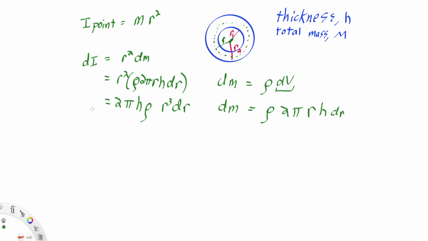All right, we don't want the moment of inertia just due to this tiny piece. We want the whole thing. So the whole thing is going to be the integral of this piece here. Constants come out front. And we need to do the integral r cubed dr. And actually, we only have to integrate over the radii where there is material. So we can integrate from R1 to R2. All right. What does this integral come out to?